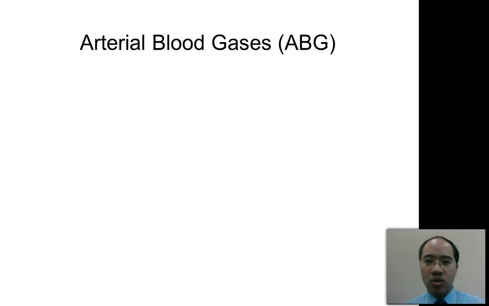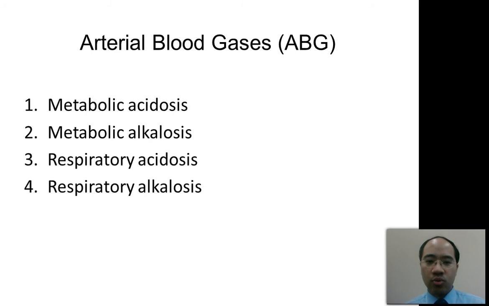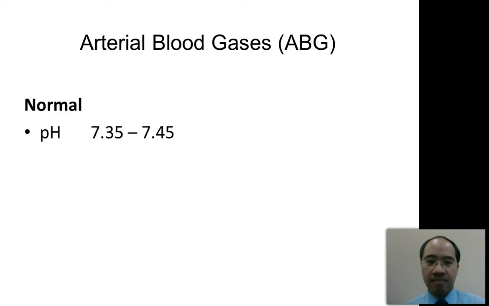For the exam, you want to remember a concept of ABGs, or arterial blood gases. When you get questions such as, is the client suffering from metabolic acidosis or metabolic alkalosis, or respiratory acidosis or respiratory alkalosis, you want to remember some basic concepts.